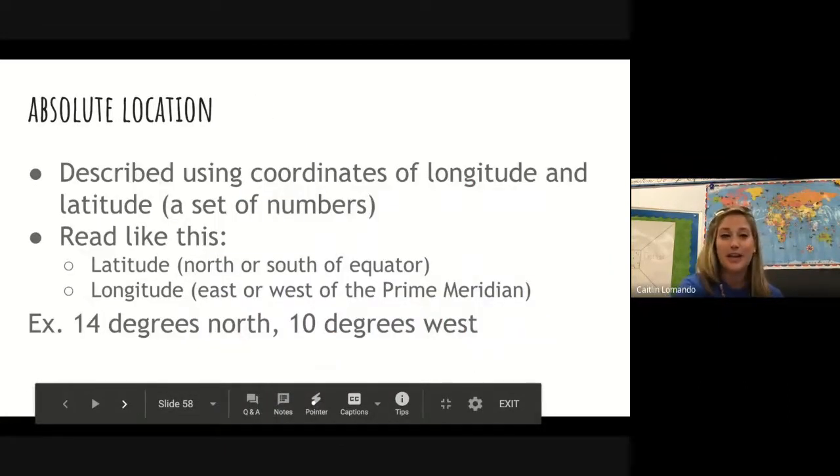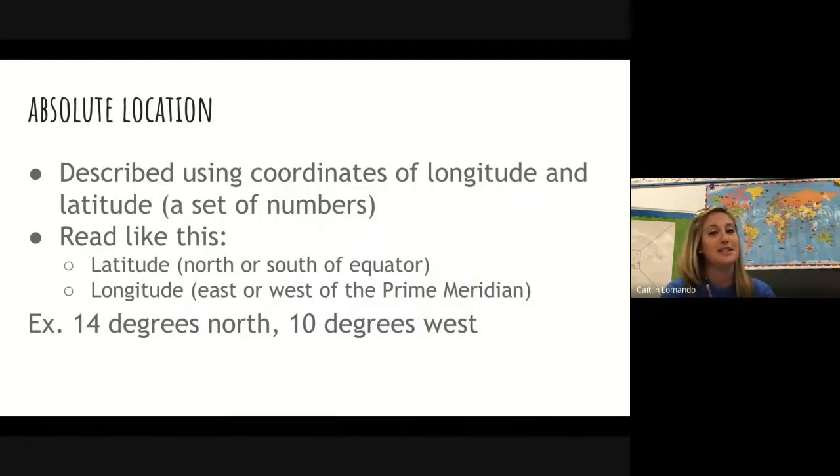So absolute location can be described using coordinates of longitude and latitude, which is a set of numbers. You read it like this. First, you read the lines of latitude, and then you read the lines of longitude. So an example of that would be if you saw 14 degrees north, 10 degrees west, you know that's an absolute location. Using the grid system, we could pinpoint exactly where we are on planet Earth.